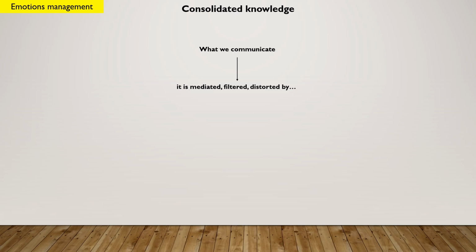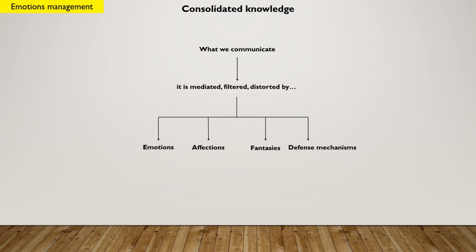Let's start from the assumption that what we communicate is always mediated, filtered, distorted by emotions, affections, fantasies, defense mechanisms, and that the emotional affective conditions of an individual always influence cognitive functions. For this reason, managing one's emotional state is one of the most difficult tasks for a human being to carry out, and the teaching process is also strongly influenced by it.